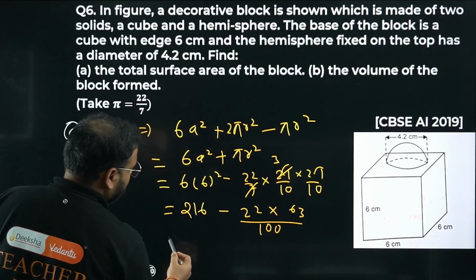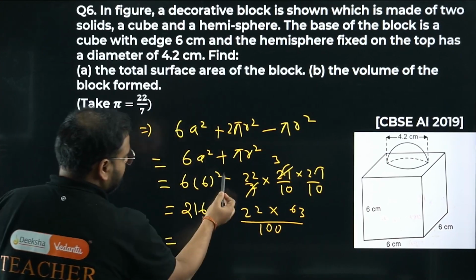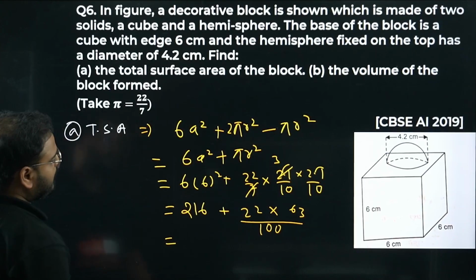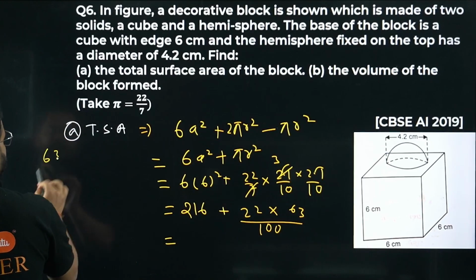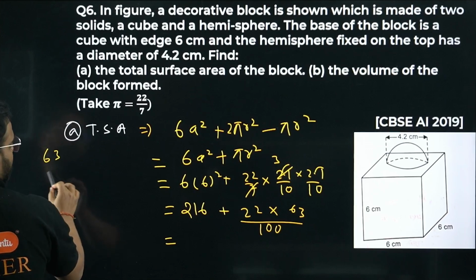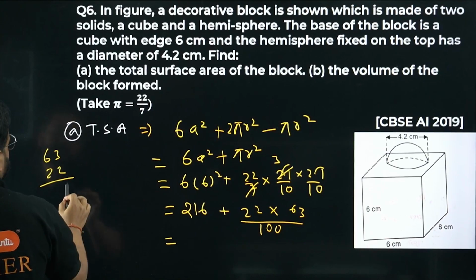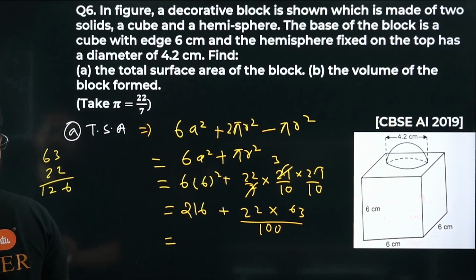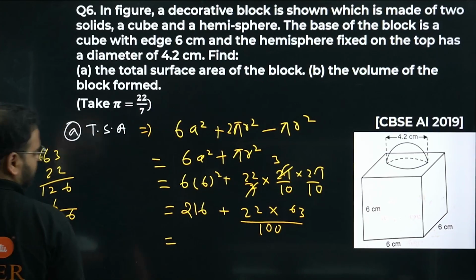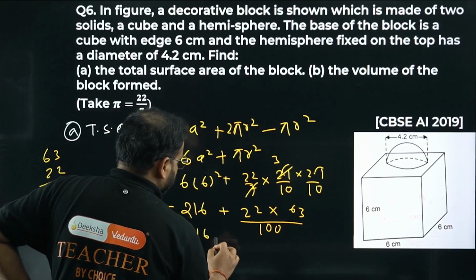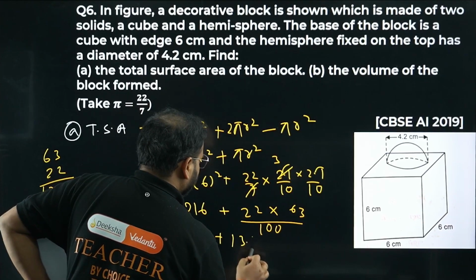Now, okay, so one thing, have a look, this is plus, right? I have missed it, plus. So now I have to multiply this, check it out, 63 times of 22, right? How much is that? 6 and 12, 6 and 12, how much is that? 6, 8, 3, 1386, so 216 plus 13.86, how much is that?